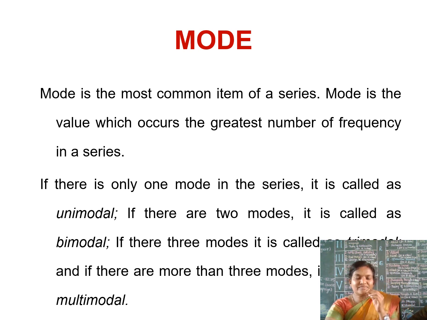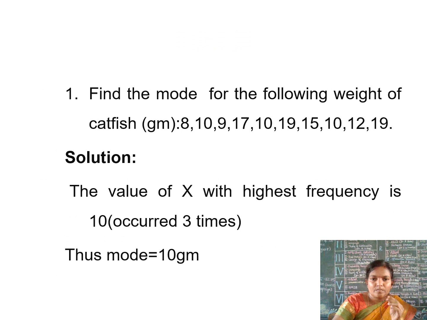Mode. Mode is a very simple and easy calculation. Mode is the most common item. Mode is the value which occurs the greatest number of times, with the highest frequency, in the series. If there is only one mode in the series, it is called unimodal. If there are two modes, it is called bimodal. If there are three modes, trimodal. More than three means it will be multimodal.